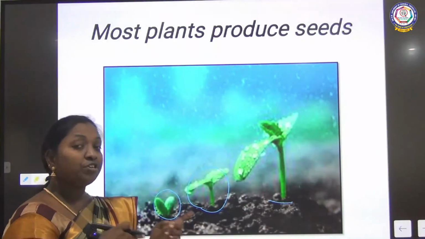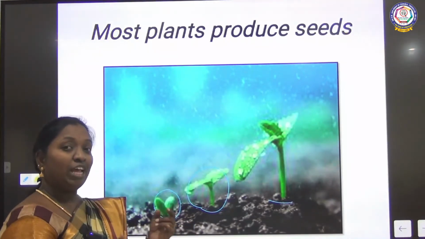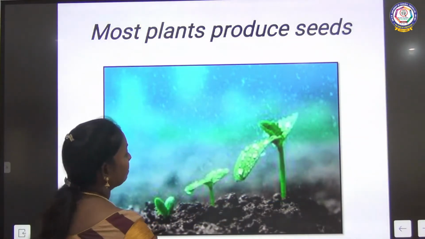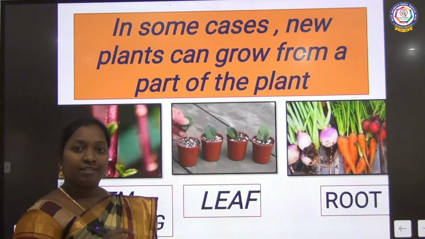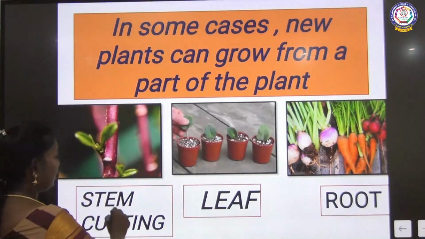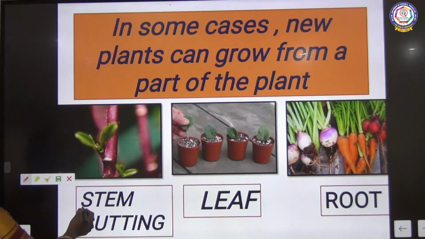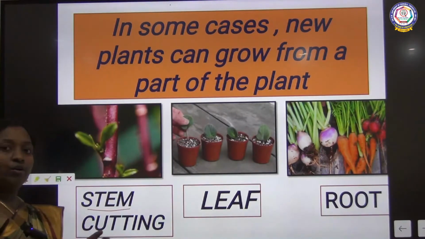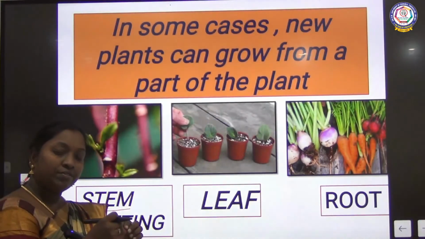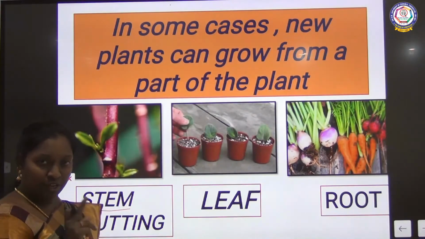Animals also reproduce. Plants also produce their next new plant with the help of seeds, but not only by seeds. What are the other ways plants produce new plants? By stem cutting. In a shrub plant, if you cut a branch and place it somewhere else, that will also grow into a new plant.